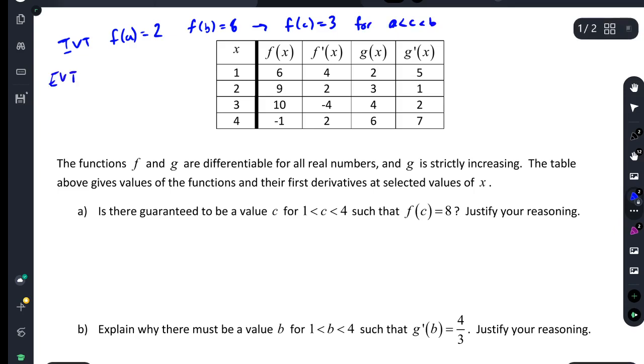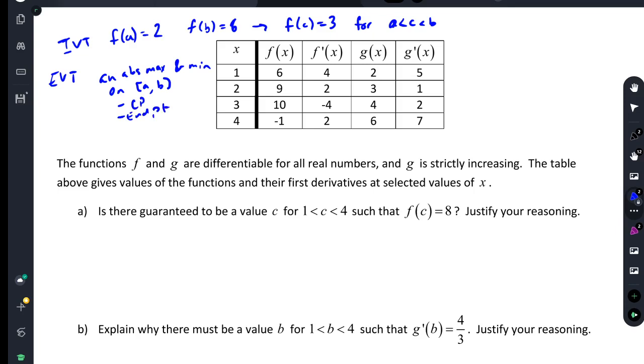EVT is basically just telling us that we're going to have an absolute max and min on an interval, and specifically that those would occur at either a critical point or an endpoint. For both of these two theorems, in order to apply them, f of x must be continuous. So that's our condition: f has to be continuous. That's the only thing it has to be.